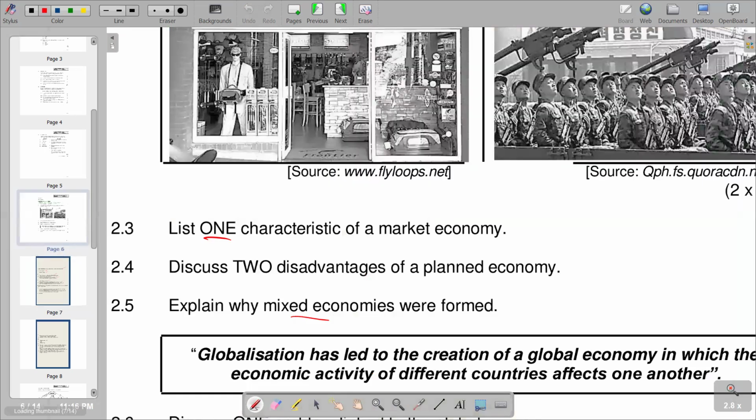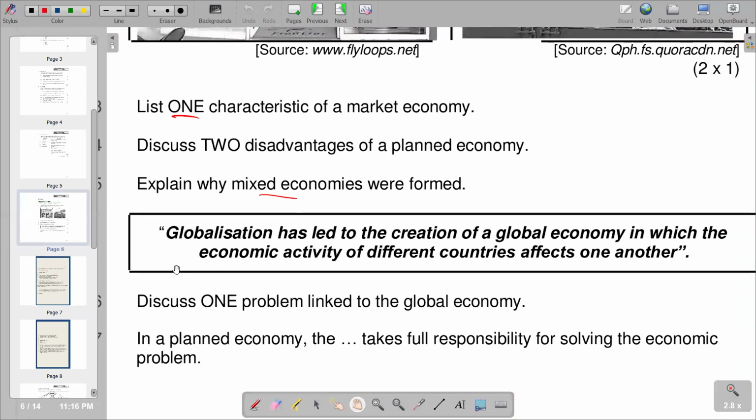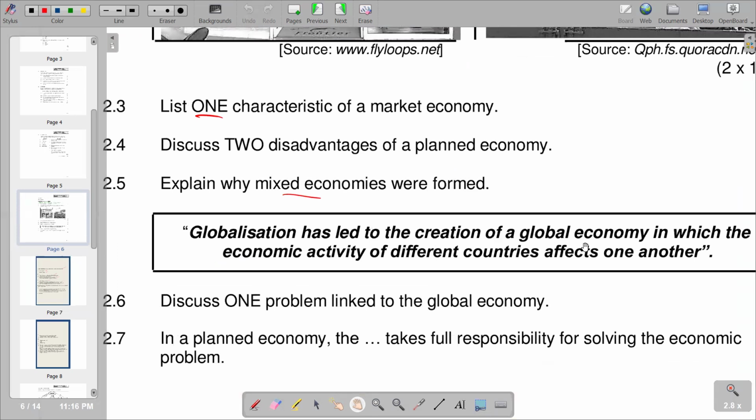And then the next question, which is now 2 points. On the next question, we have information that we are given before the question, which is: globalization has led to the creation of a global economy in which the economic activity of different countries affects one another. So on the first part: discuss one problem linked to the global economy. Whenever we have a global economy, we are saying economies of different nations are interacting. They are selling goods and services between each other. So that's the situation where we're having a global economy.